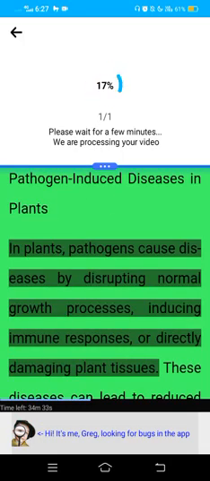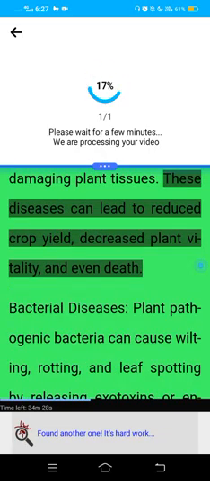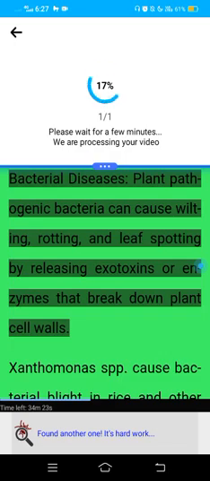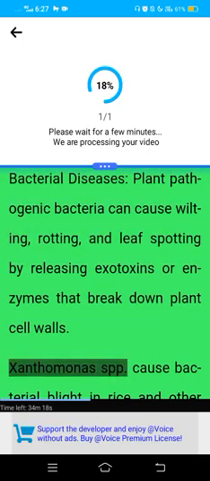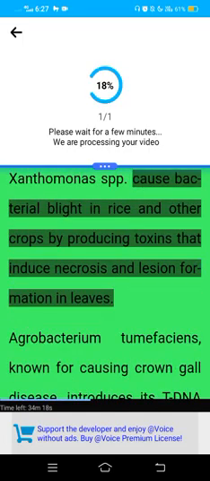In plants, pathogens cause diseases by disrupting normal growth processes, inducing immune responses, or directly damaging plant tissues. These diseases can lead to reduced crop yield, decreased plant vitality, and even death. Bacterial diseases. Plant pathogenic bacteria can cause wilting, rotting, and leaf spotting by releasing exotoxins or enzymes that break down plant cell walls. Xanthomonas spp. cause bacterial blight in rice and other crops by producing toxins that induce necrosis and lesion formation in leaves.